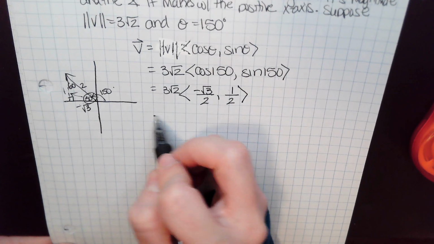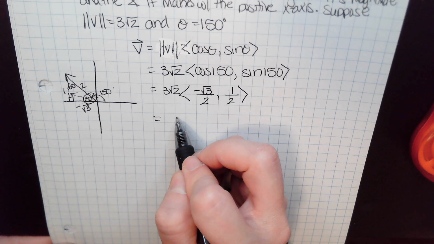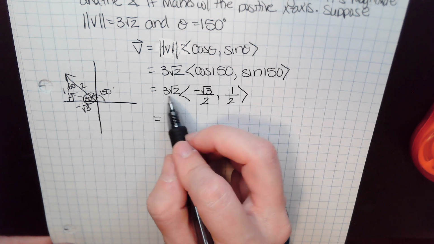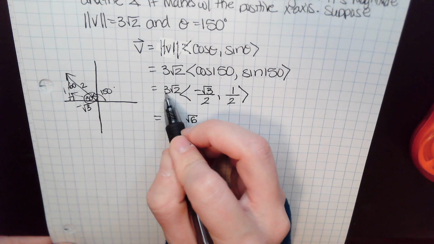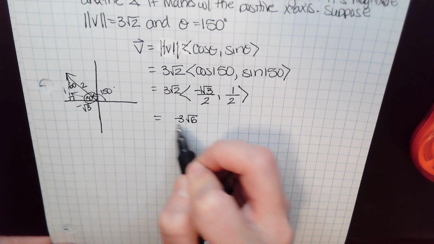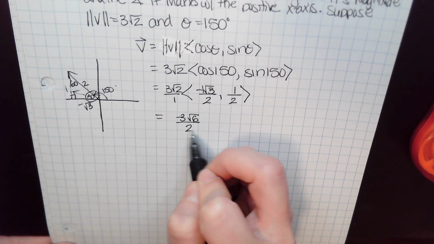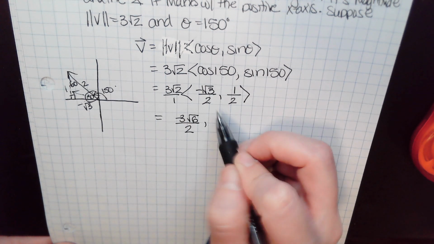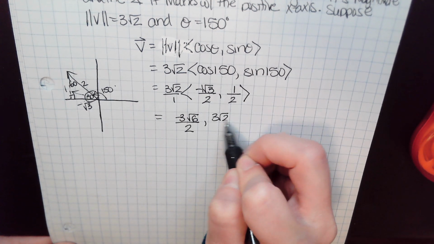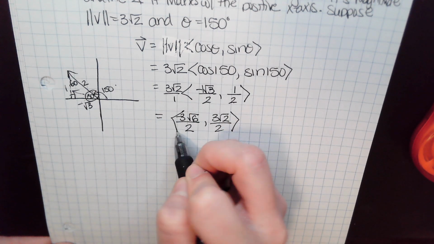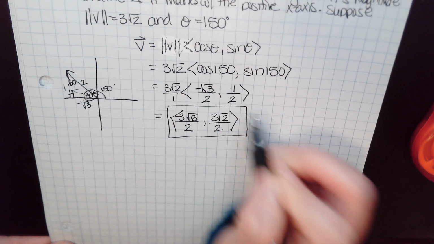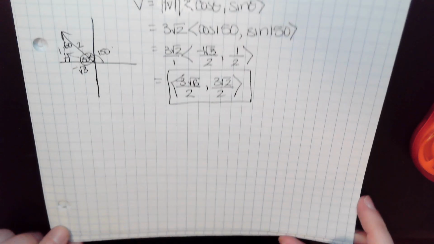And now we're just going to distribute in our scalar of 3 rad 2. So we'd end up with rad 2 times rad 3. Those can be multiplied together to get rad 6. 3 times negative 1 is negative 3. This is over 1 times 2, which is 2. And then 3 rad 2 times 1 is 3 rad 2, over 1 times 2, which is 2. And that would be your exact value.